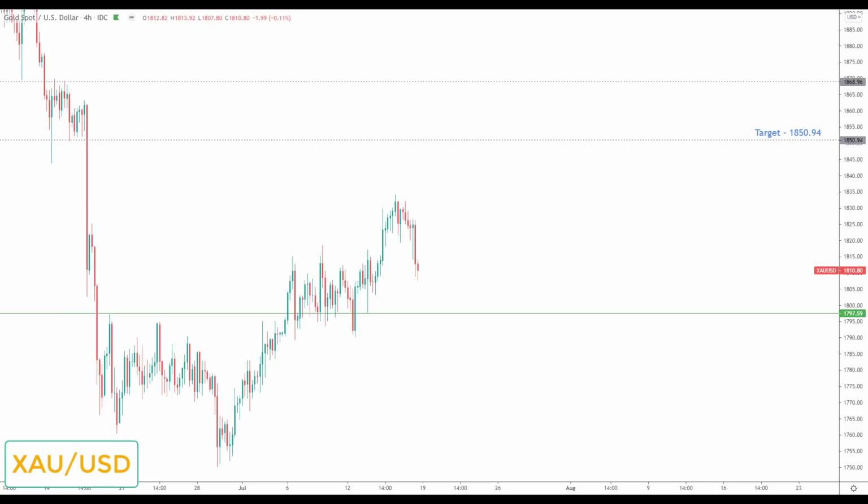Next is gold. Now, last week I was bullish on gold, looking for a move into the 1850.94. The problem with this rising gold, and as we saw the dollar rising last week, we still also saw gold rising to the upside. But with gold rising into a stronger dollar, it's just capping any move to the upside.